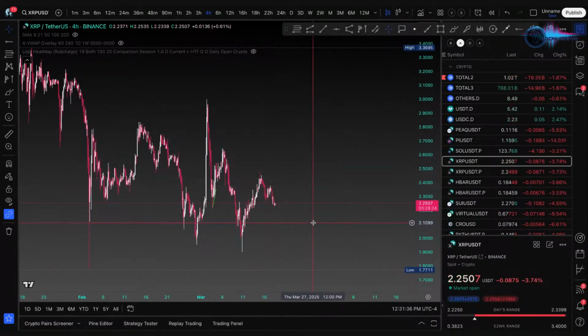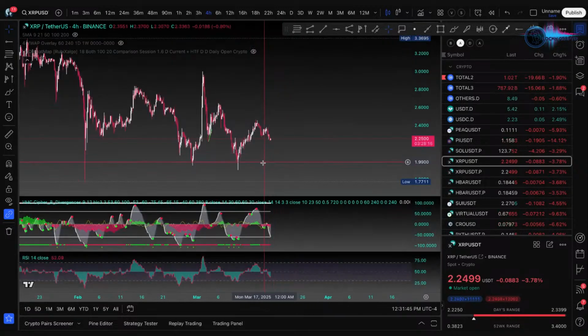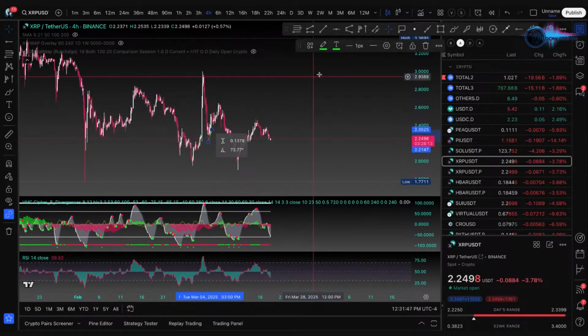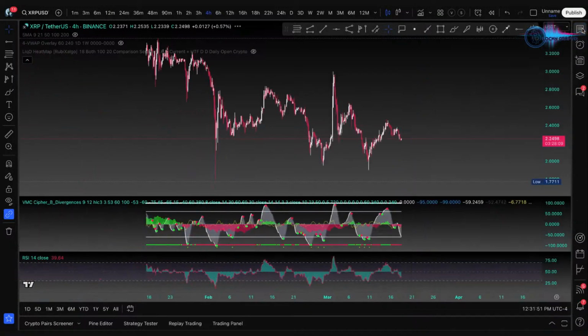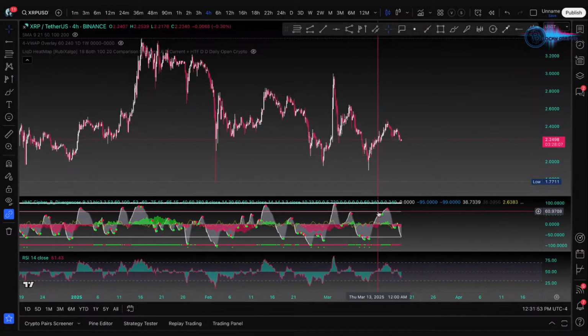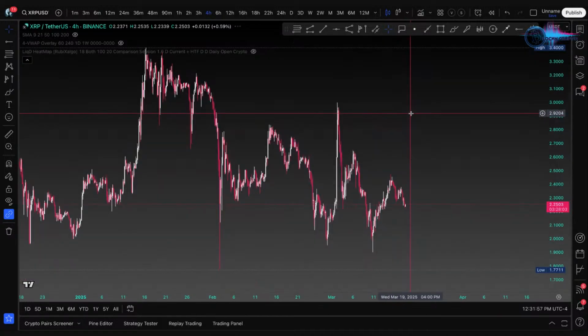XRP pretty much looking the same as Bitcoin. I'd like to see a break of $2.37 in order to start working up. Let me get rid of this. Take this over so you guys ain't seeing it. Yeah, still below the 50 RSI.